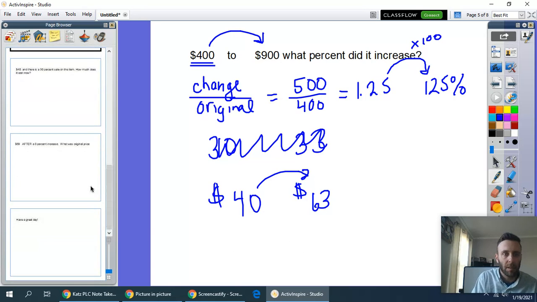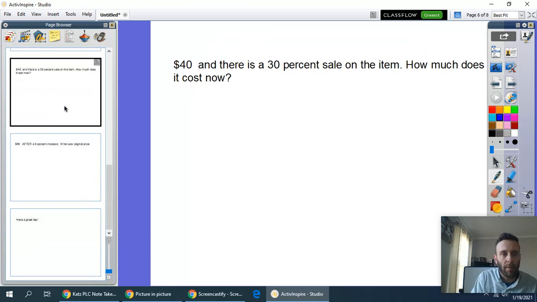Next problem. All right. So this is very similar to the one that we just did before. And I just wanted to make sure you understand that when something is on sale, you go to a store and something is on sale, well, that's technically just a percent decrease. So if something is $40 and there's a 30% sale on the item, how much does it cost now?